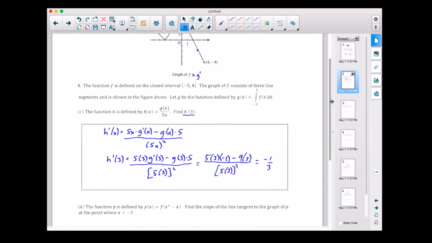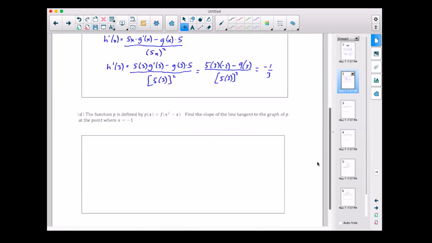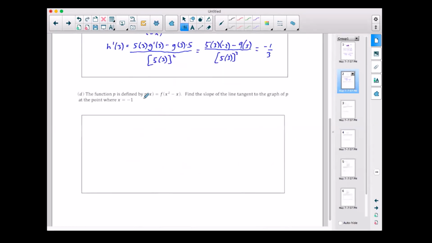So moving on now to the last part, we have this new function. We had h in part C. Now we have this function P. P is equal to f of x squared minus x. Find the slope of the tangent line.